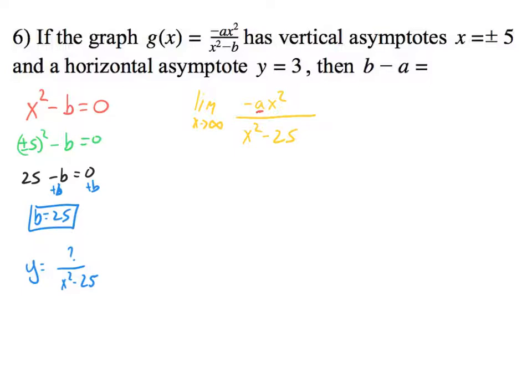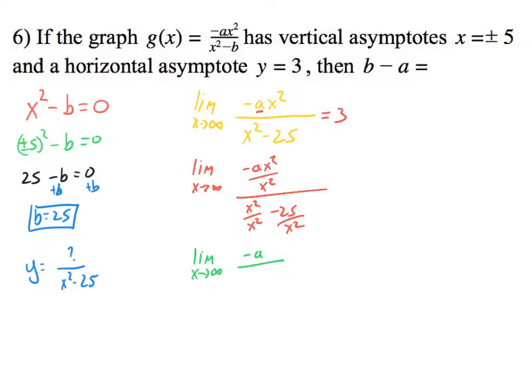The horizontal asymptote for this particular problem is going to be 3, so we want this whole thing to equal 3. What a value would get a 3 out? Let's rewrite this as the limit as x approaches infinity. Can't we divide by x squared? That gives us the limit as x approaches infinity of negative a over 1 minus 25 over x squared.